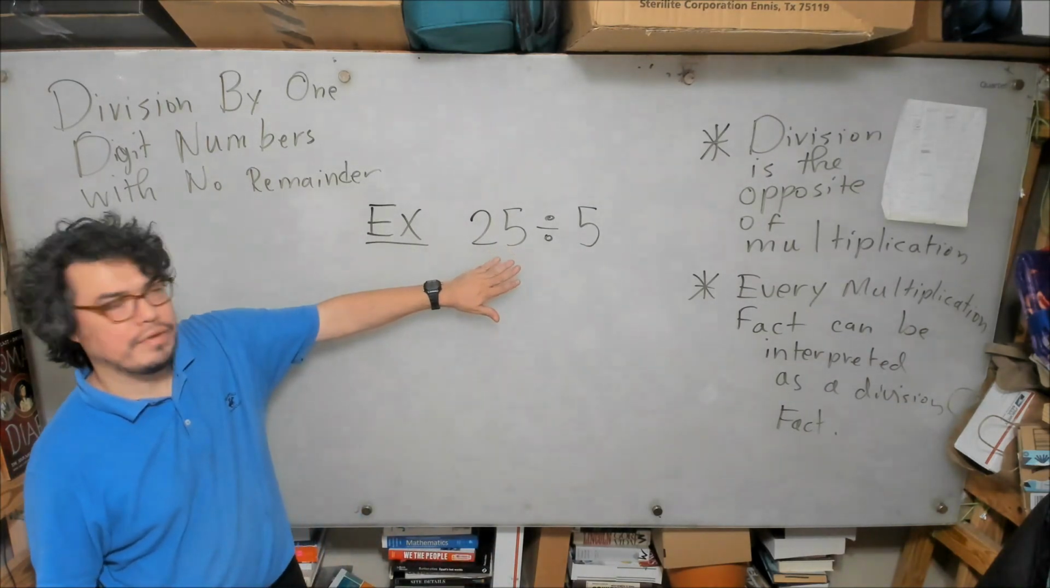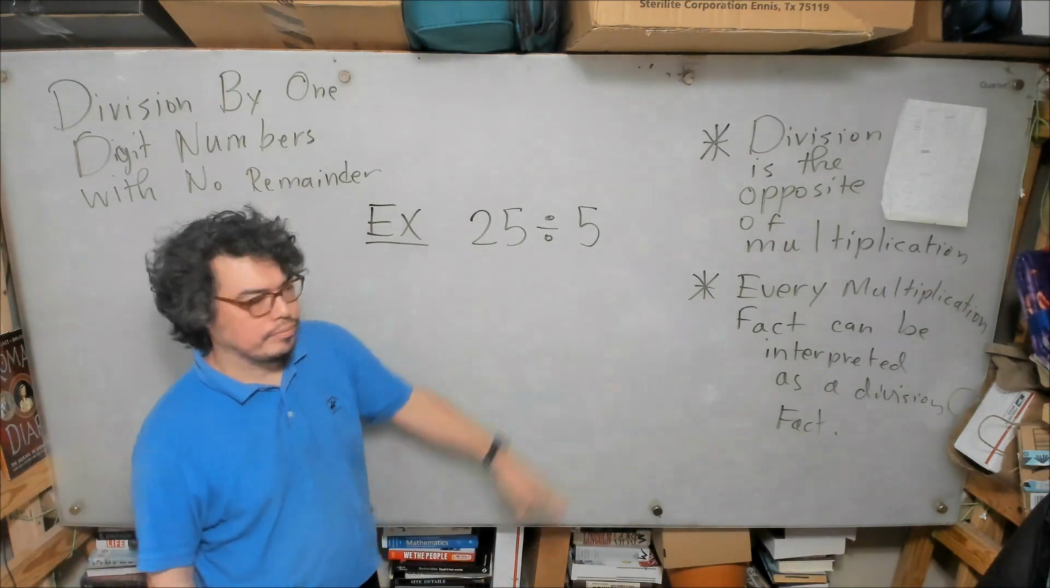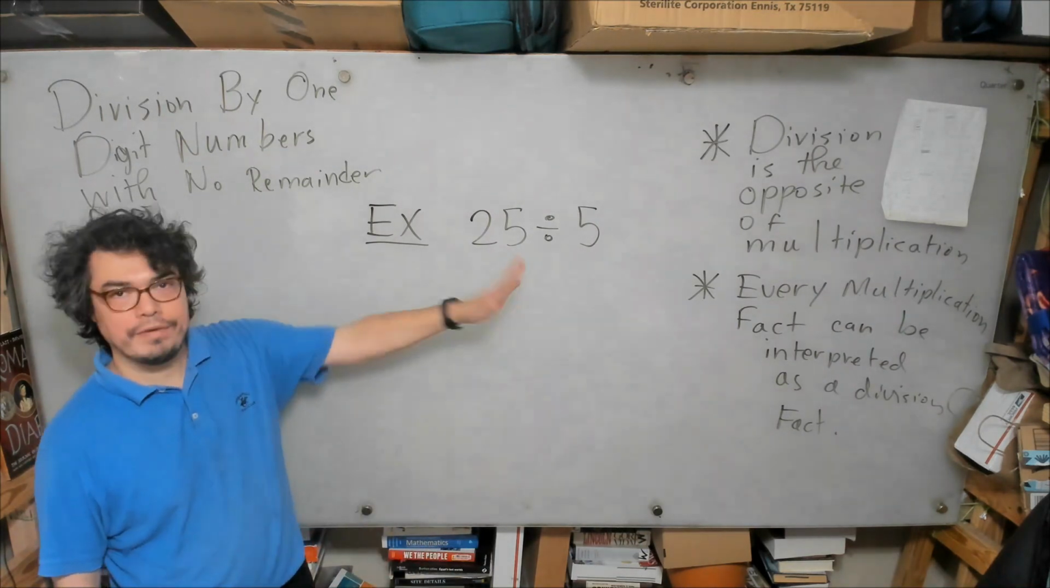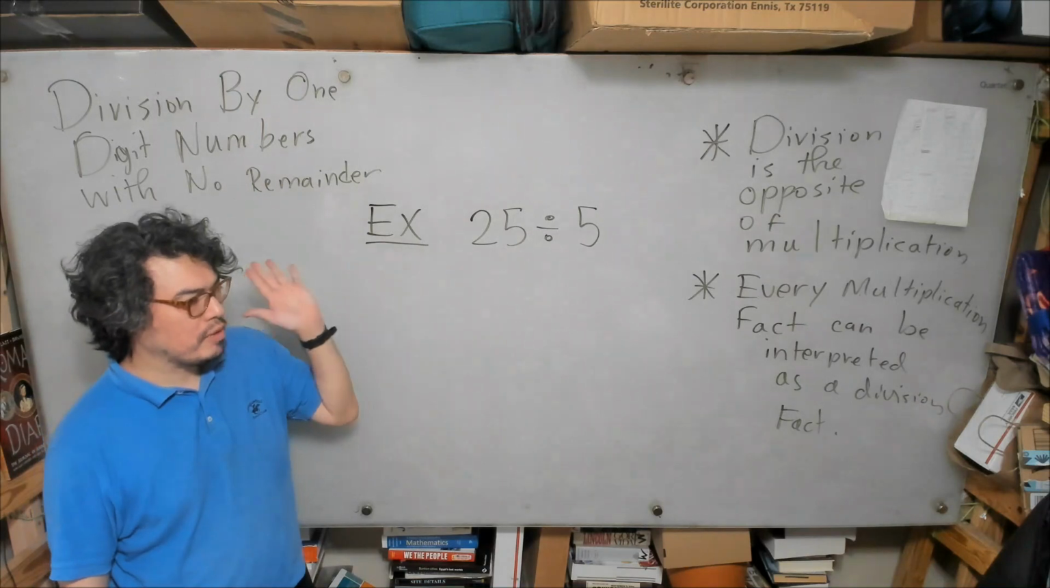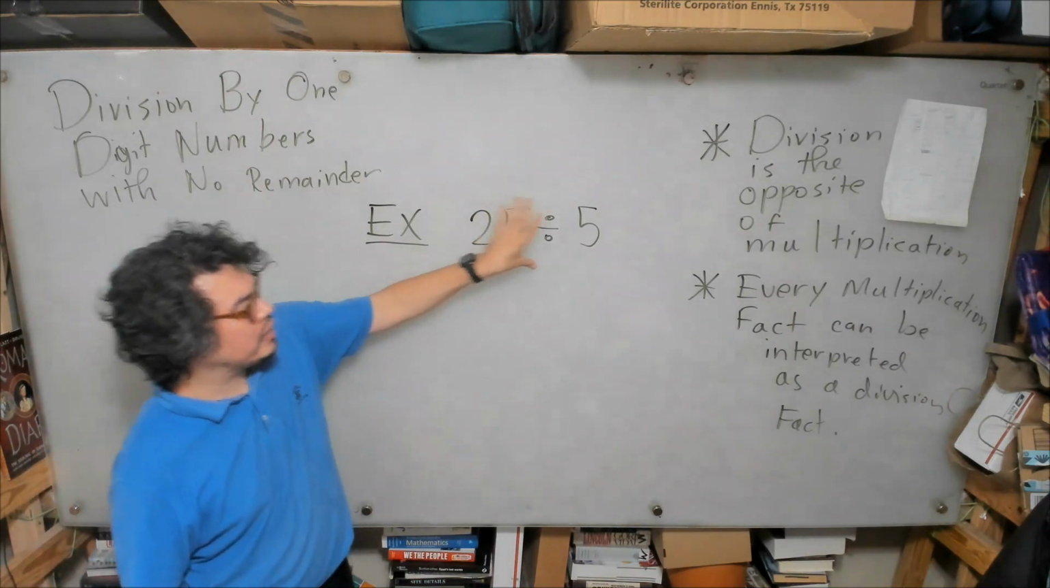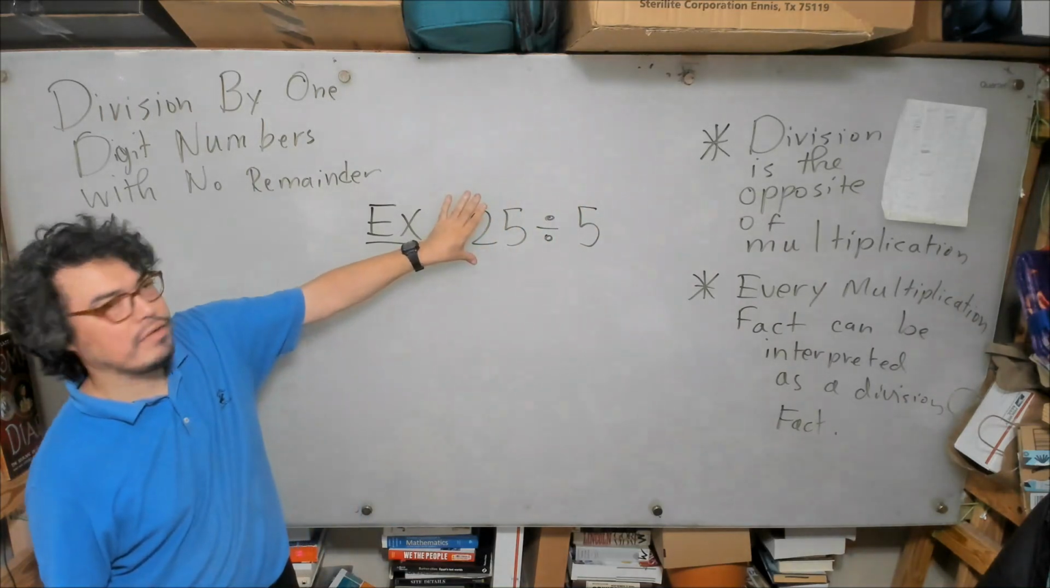What is 25 divided by 5? Okay. Now, of course, we remember division is the opposite of multiplication. Every multiplication fact can be interpreted as a division fact. And we want to look at this division problem. We ask, what is 25 divided by 5?